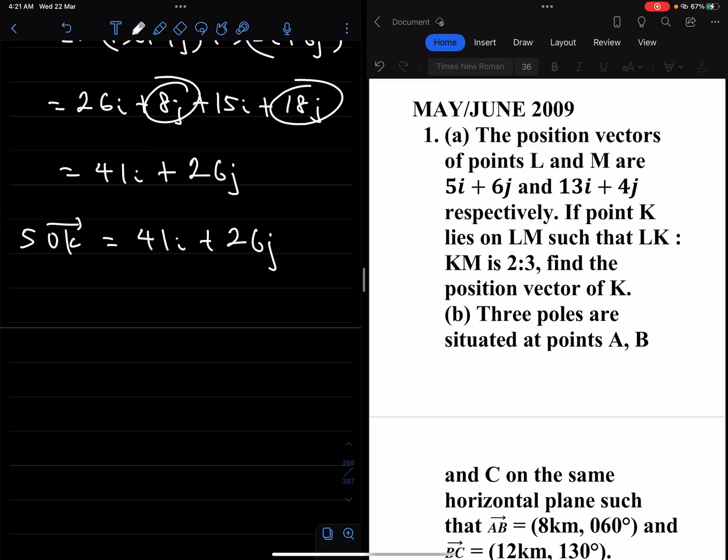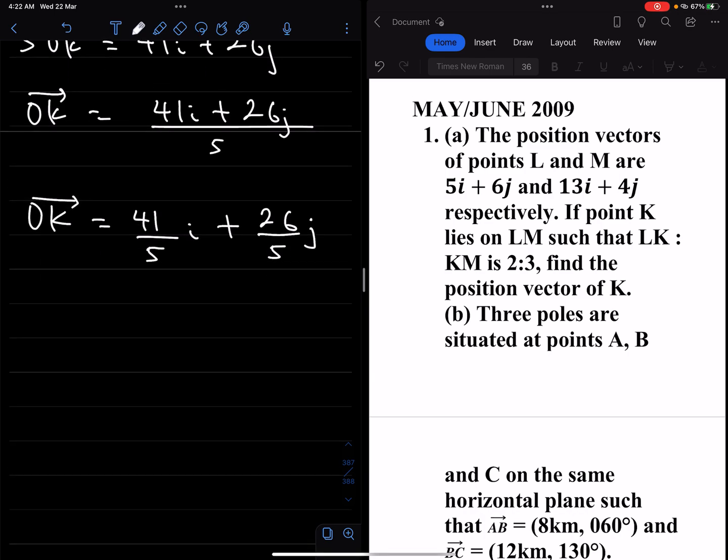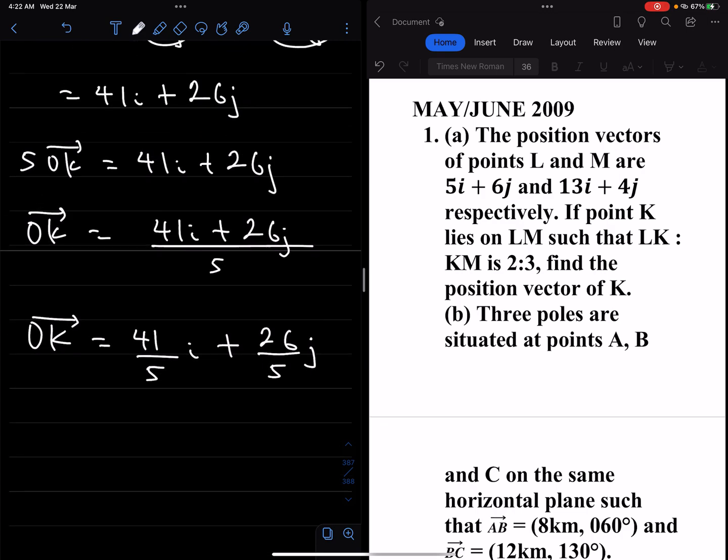Now if you divide both sides by 5, that simply means the vector OK is equal to 41i plus 26j over 5. And we can write this as 41 over 5 i plus 26 over 5 j, and that's the vector OK, which is the position vector of K. And that's it, very, very simply.